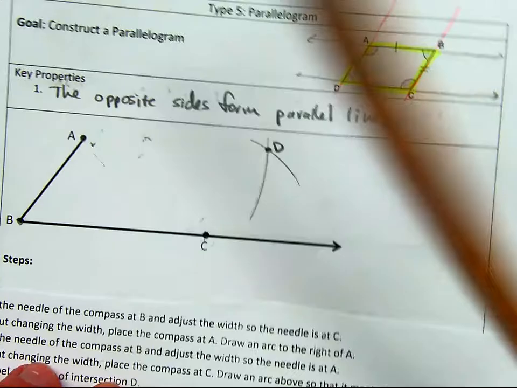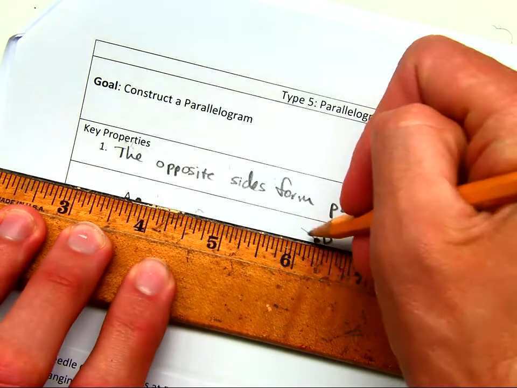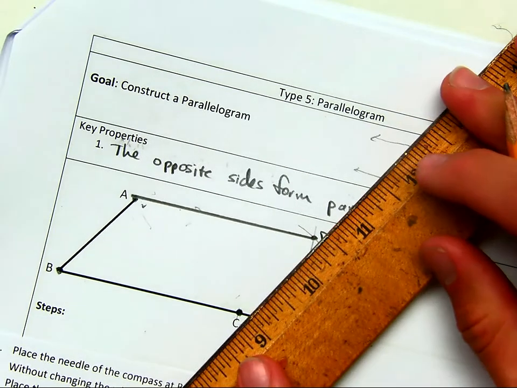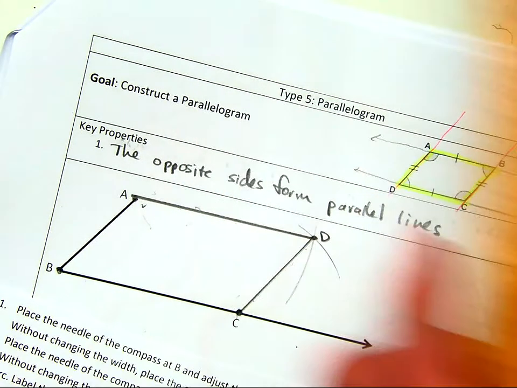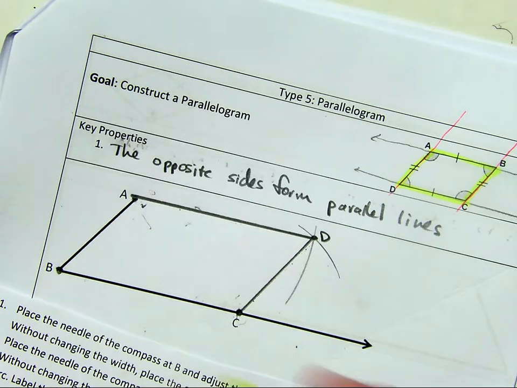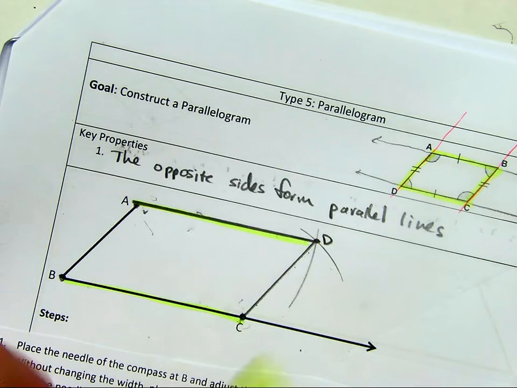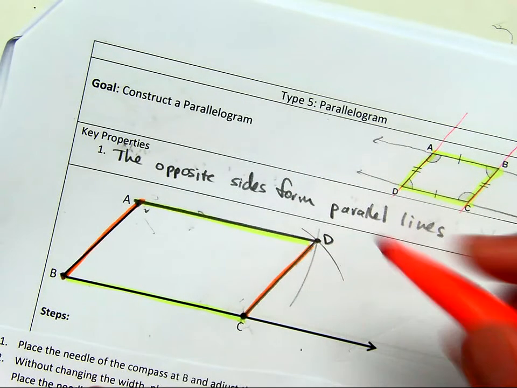We can connect A to D, and we can connect C also to D. This is a 4-sided figure. This thing is perfectly parallel, meaning this side and the opposite side are never going to touch, even if they kept drawing them out forever. And then this side and the other side of this 4-sided shape are parallel.